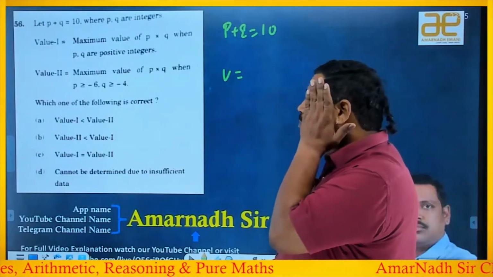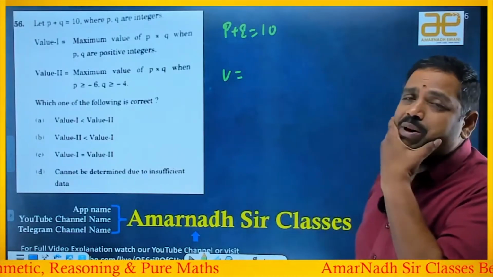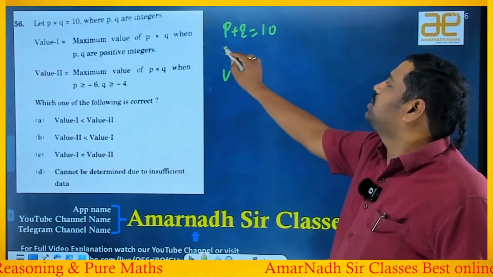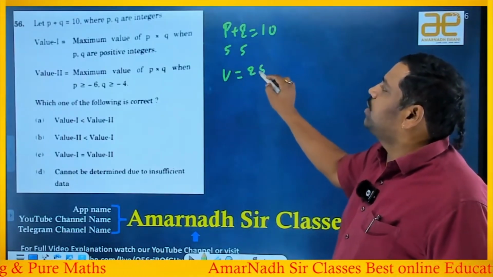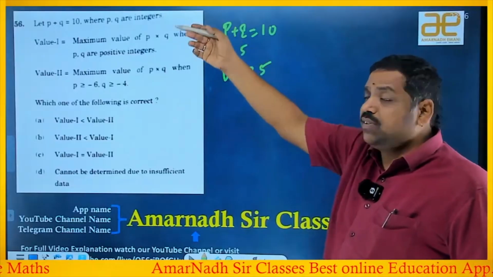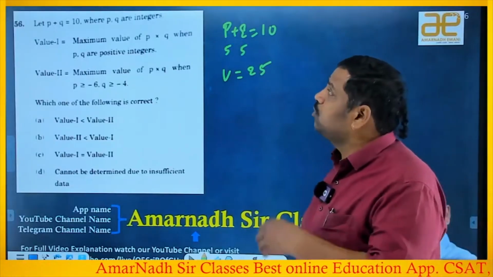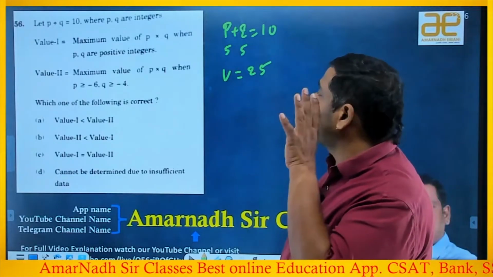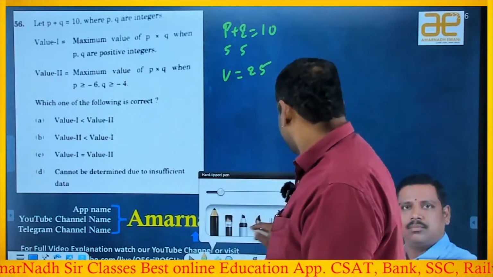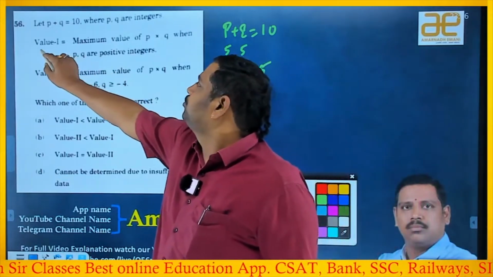So if you want to get P into Q maximum, definitely both should be equal. Means 5 and 5, it is equal to 25. Because he is not specifying that those two are distinct integers. He said that P and Q are integers, that's it. That's why 5 into 5 is 25. So we can conclude value 1 is 25.